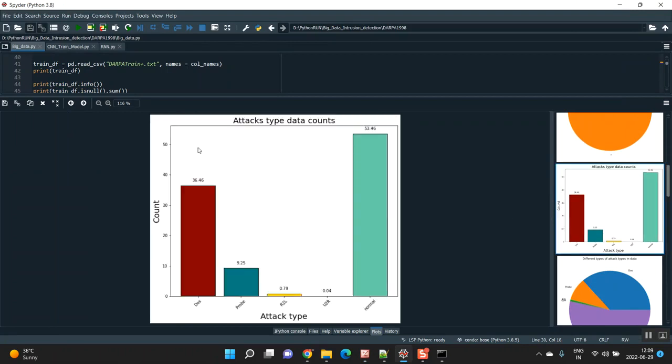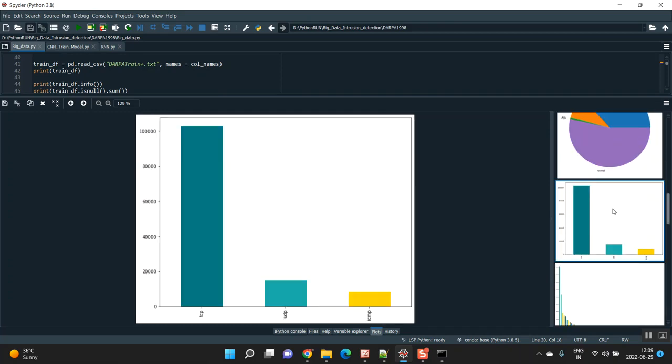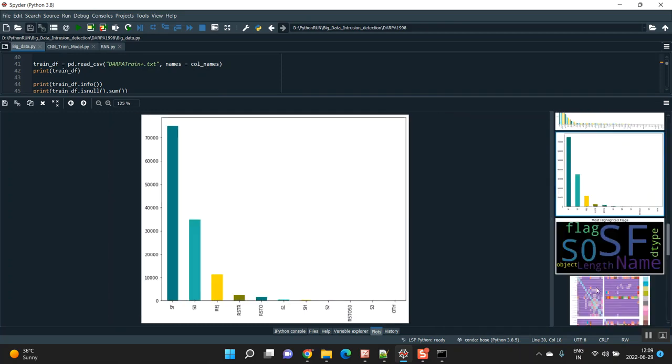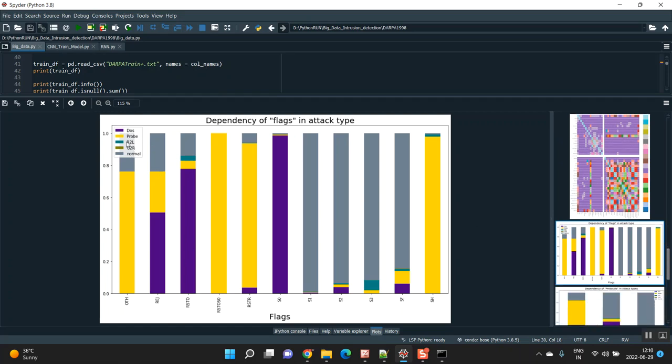First, we are segregating the attack types and counts here. Based on that, we are providing you the graph. You can see here the dependency of the flags and the attack types, which you had informed. For example, the blue color will be DOS attacks. Based on this, these are all the types of flags.